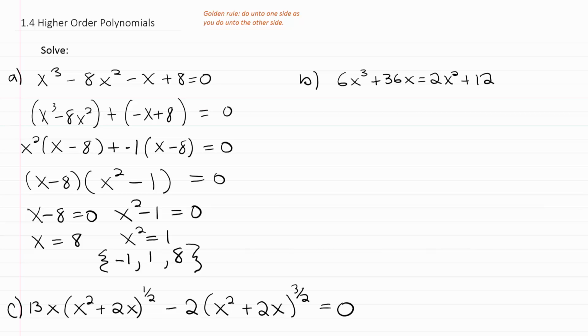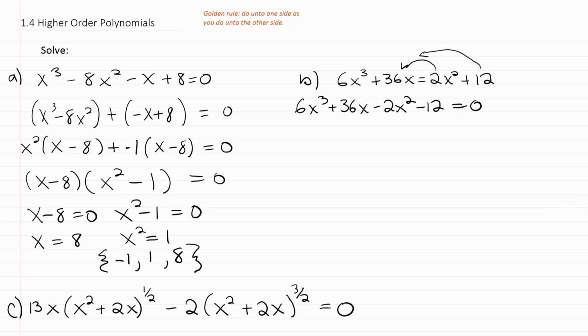All right, let's take a look at example B then. For example B, it looks like we should pull everything over to one side and set the equation equal to 0. So I'm going to have 6x to the third plus 36x. I'm going to bring over the 2x squared and make it negative 2x squared on the left, and I'll bring over the positive 12, making it negative 12 on the left, and that'll be equal to 0.